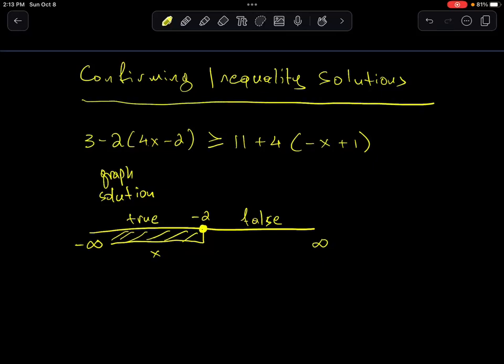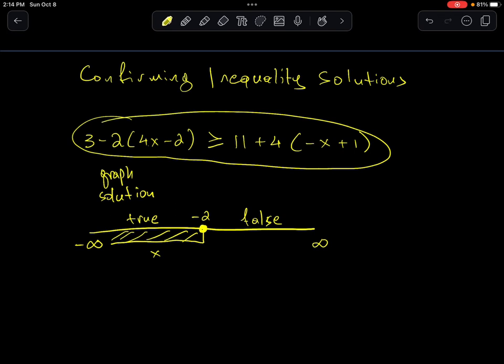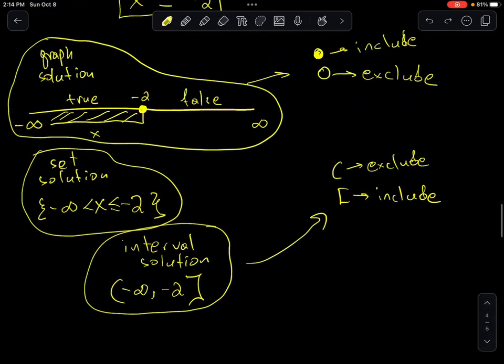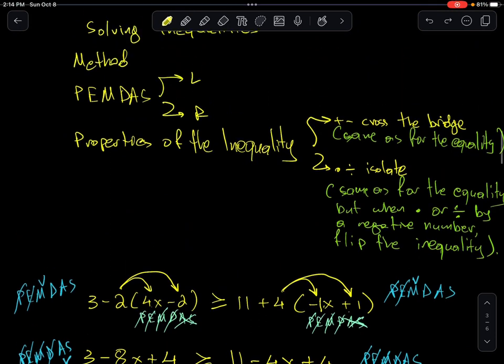Confirming inequality solutions. I'll demonstrate that with an example, an example that we just solved in the previous video. It was this inequality, and I found this graph solution. Now there was a method. Let's go back and look at this method.